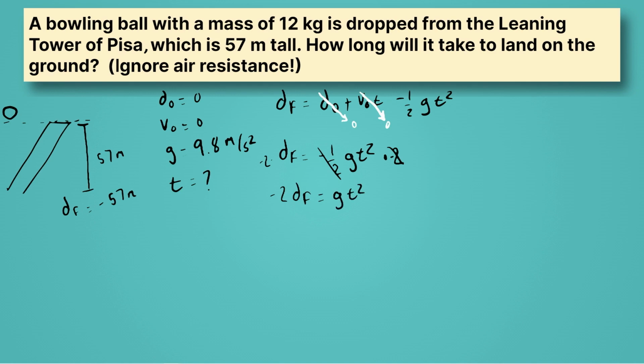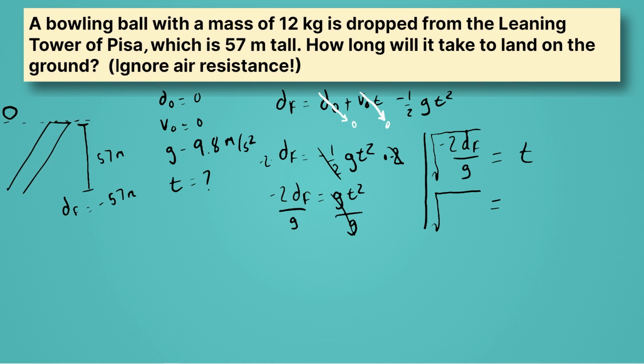Now we're going to move the g over to continue to isolate t. So we'll divide both sides by g, and the g will drop out. All right, let's continue our algebra. We're going to have now negative 2 displacement final over g equals t squared. The last step here is to take the square root of both sides. So we take the square root of the left and of the right, and when we take the square root of the right, square root of t squared just gives us t, so we'll erase that and just put a t. Now we're ready to go ahead and plug in all of our variables.